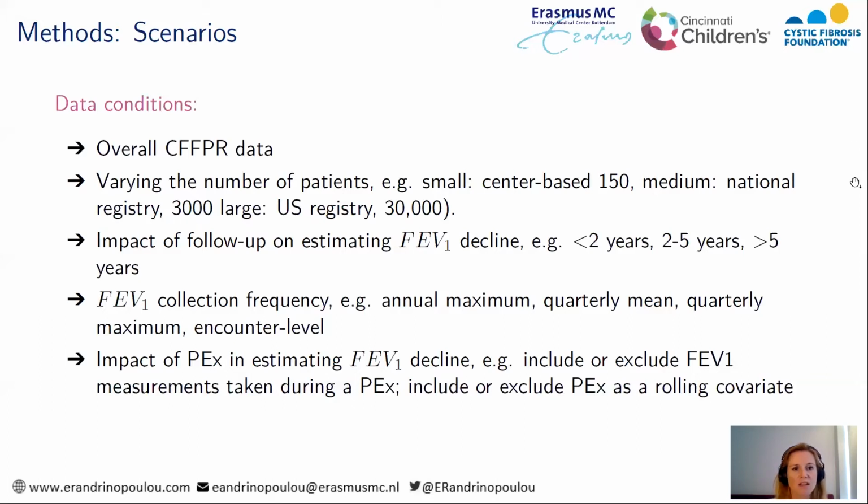Then we investigated the FEV1 collection frequency, for example, when we have annual maximal, quarterly mean, quarterly maximum, and encounter level. And finally, we investigated the impact of exacerbation in estimating our decline by excluding or including the FEV1 measurements taken during exacerbation, or including or excluding exacerbation as a covariate in our model.